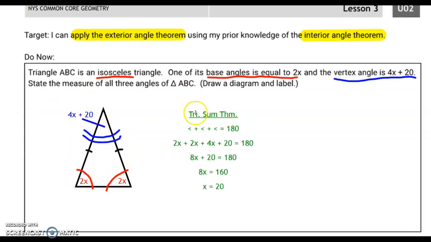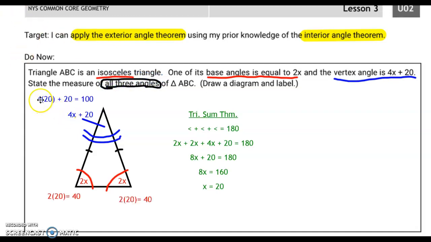In our next step, we used that triangle sum theorem to say these three angles are equal to 180. We added all of the angles together and combined like terms. Then we solved for x. But keep in mind, the question is asking us to find the measure of all three angles of triangle ABC. So what we're going to have to do is take that x value and substitute it in.